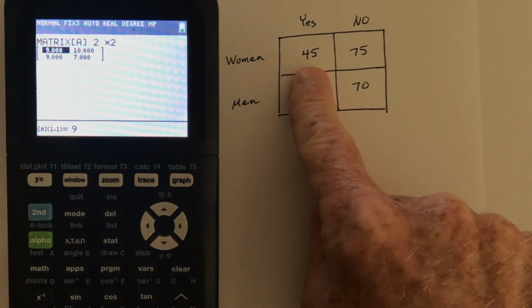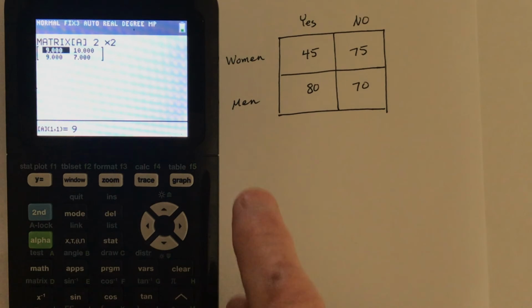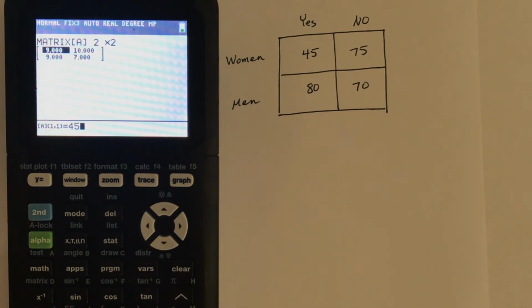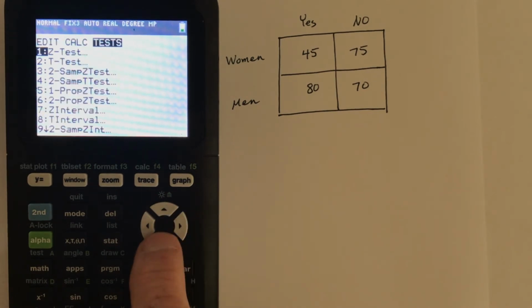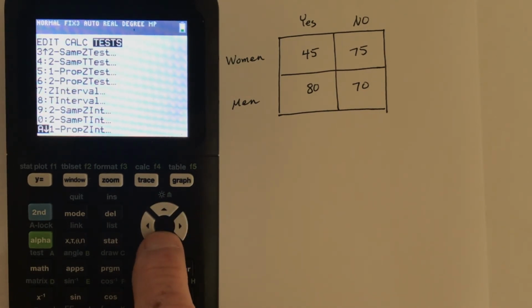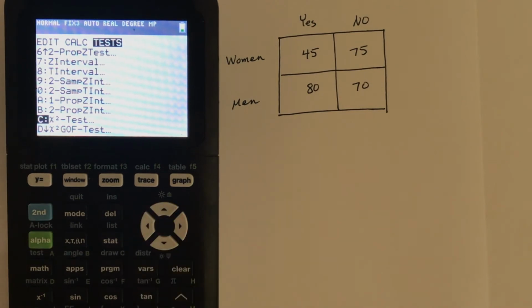And then type these numbers. So I've got some numbers left over from another problem. That doesn't matter. Just start typing 45, enter, 75, there's the first row, and then 80, enter, 70, enter. There we go, there's the matrix or the contingency table. Now to do the chi-squared test. So you go to stat, over to tests, and then it's almost at the bottom, scroll down until you get to that one that says chi-squared test.